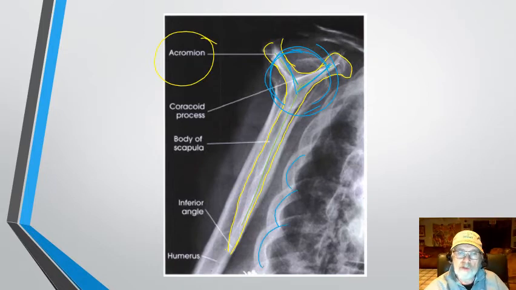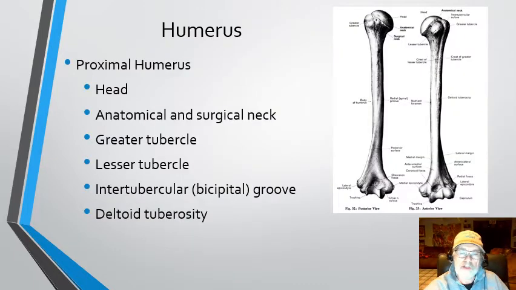We'll talk more about ribs later on. Let's look at the humerus now, okay? And we'll see a lot more X-rays as time comes on. We've got a lot more when you put this all together. Let's talk about the humerus.